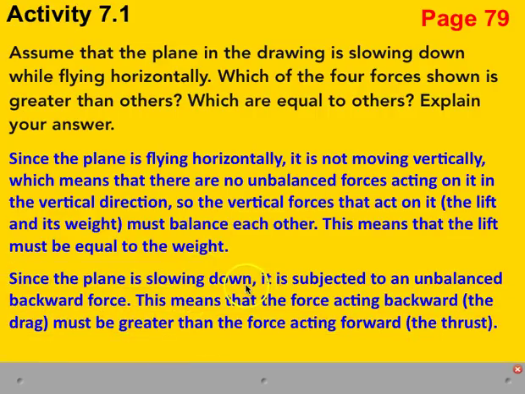Now, since the plane is slowing down, it is subjected to an unbalanced backwards force. This means that the force acting backwards, the drag, must be greater than the force acting forward. So again, you could use your chart from part 1 to answer this. How do you get things to slow down? Well, just look at your chart. You have to have an unbalanced backwards force acting on the plane. So how'd you do with this answer? Did you think to use the chart that you filled out in part 1 to help you answer this? Well, maybe you'll be able to use it for part 2.